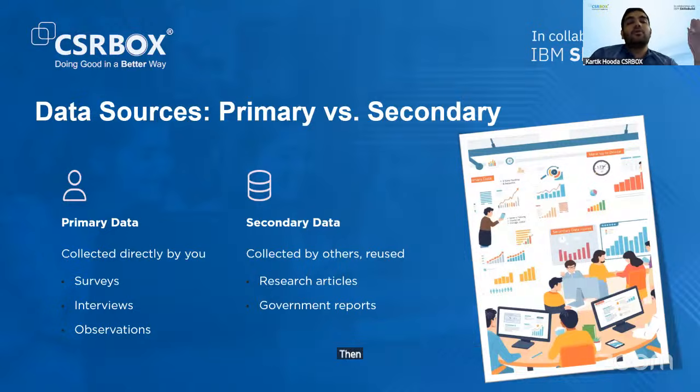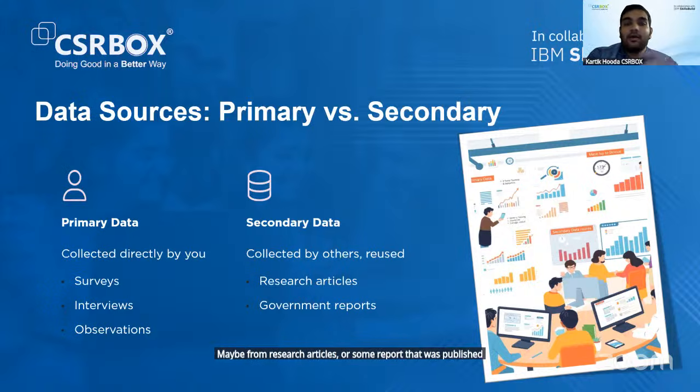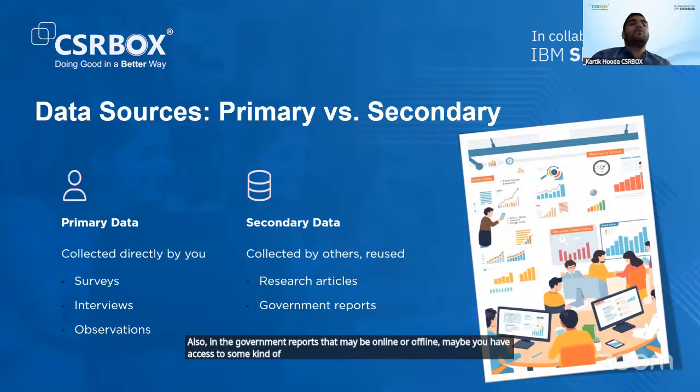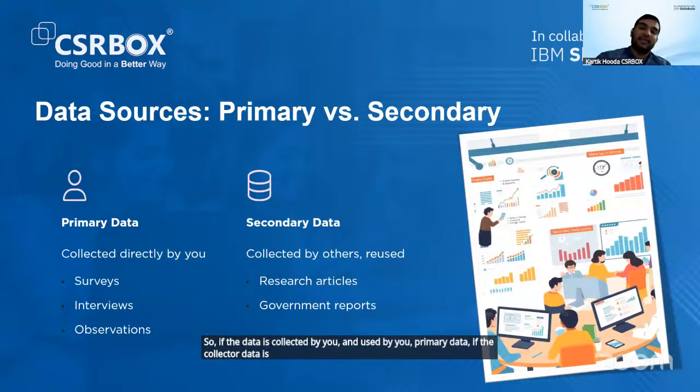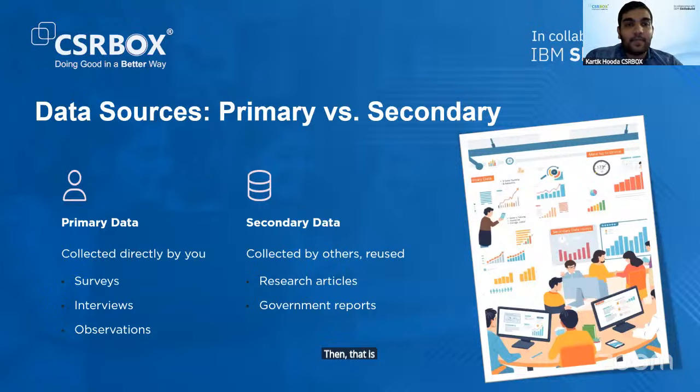Then maybe you use the data that already exists, maybe from research articles or some report that was published online, or some government reports that may be online or offline. Maybe you have access to some kind of data and you do your research from there. So if the data is collected by you and used by you, it is primary data. If the data is collected by somebody else and reused, then that is secondary data. All right, I hope that was easy to understand.